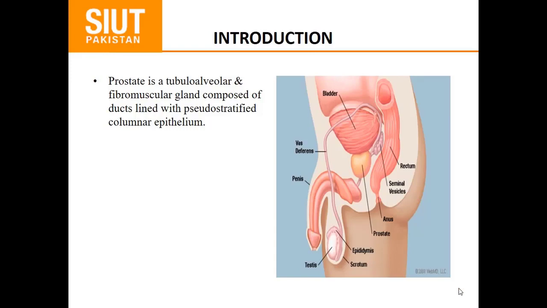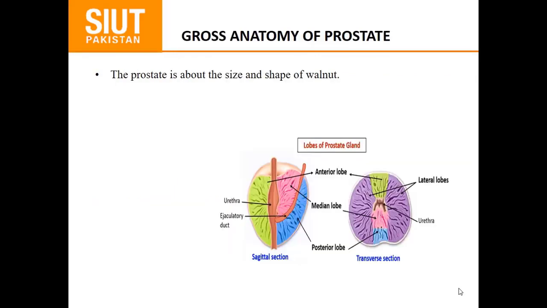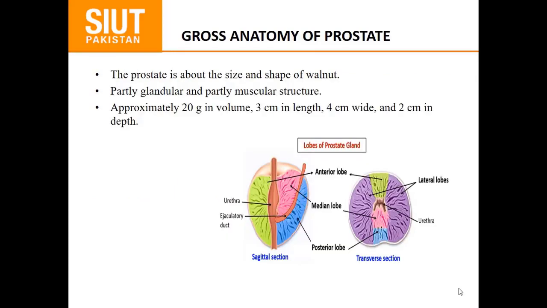Introduction. The prostate is a tubulo-alveolar and fibromuscular gland composed of ducts lined with pseudostratified columnar epithelium. The prostate secretes seminal fluid that nourishes and protects sperm. The prostate typically grows during adolescence under the influence of testosterone and dihydrotestosterone. A detailed gross anatomy of the prostate.